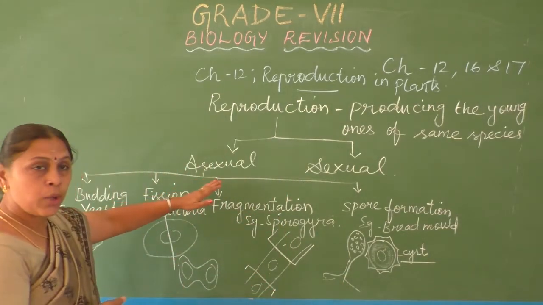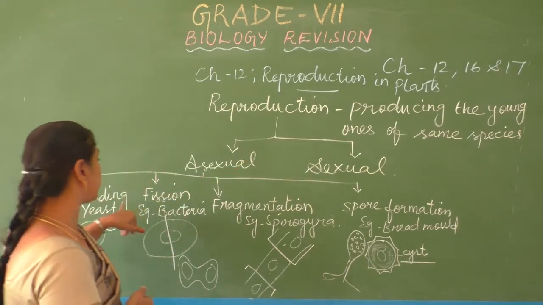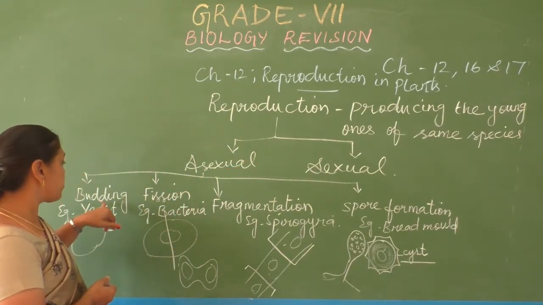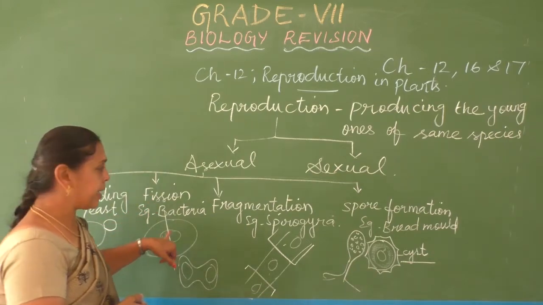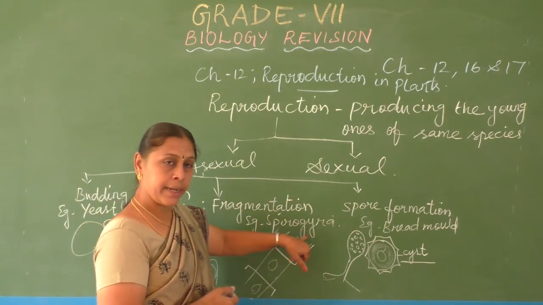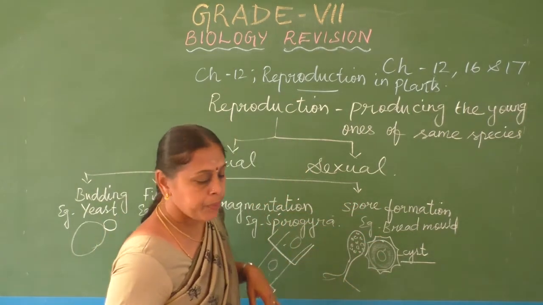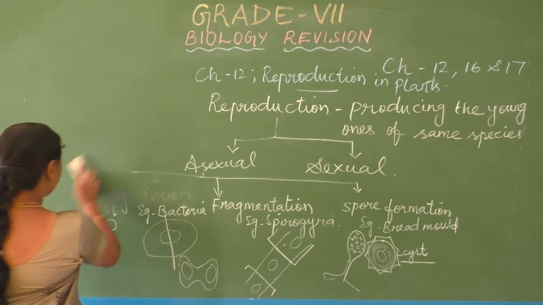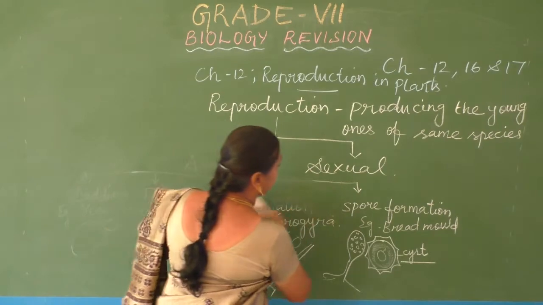So in asexual reproduction, 5 types are there. One is budding, example yeast. Second one, fission, example bacteria. Third, fragmentation in case of Spirogyra. Then spore formation in bread mold. Next one, vegetative propagation. The last one is vegetative propagation.